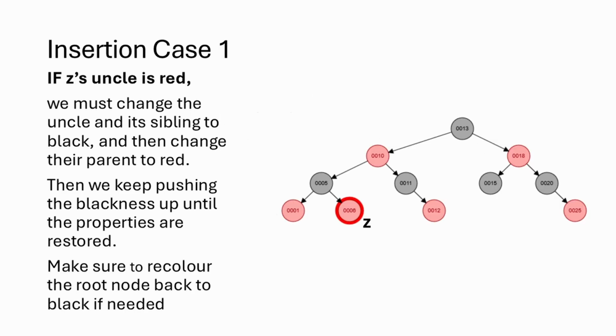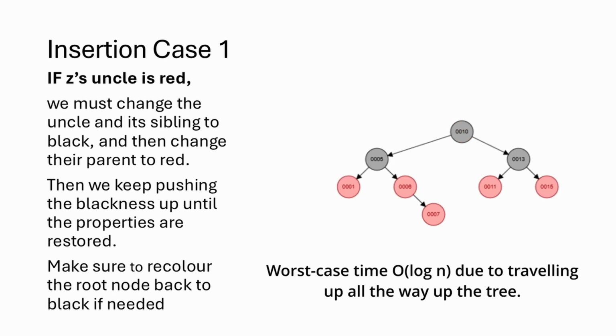So in case 1, we add a red node to the tree, and its parent is red and its uncle is red, then there's a violation. That means we have to turn the uncle and the parent to black, and then we put the grandparent as red. But this causes another violation, so we have to keep going up the tree with the same pattern. And then at the end, we have to ensure that the root node is black, because that's one of the properties. So we do that, and now we're done. Please note that dealing with this case might take up to time O log n, because you might have to travel all the way up the tree to fix all the conflicts.